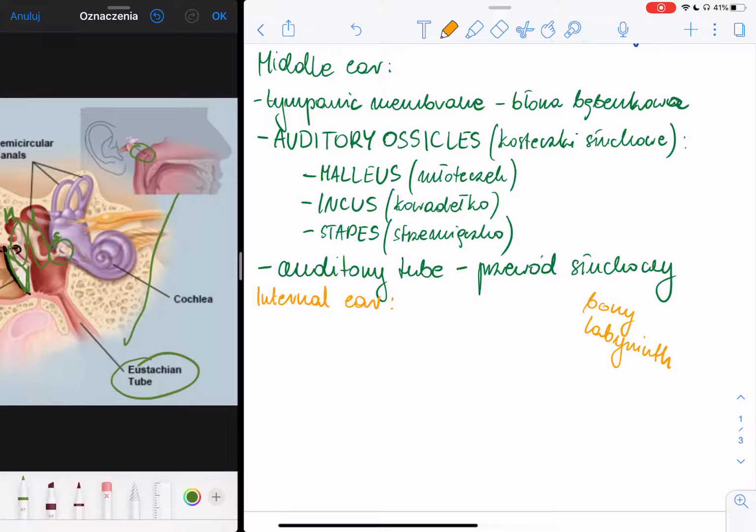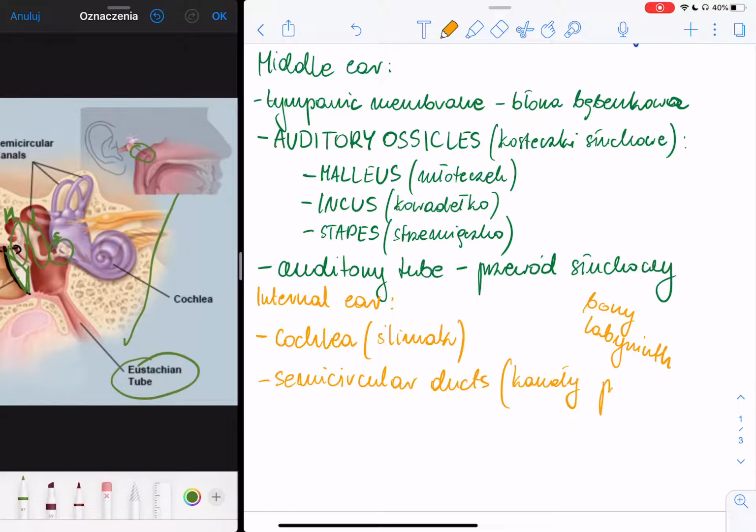czyli po polsku błędnik kostny. This part is the place where the physical wave of the air is translated into nervous impulses, then directly led to the brain. And in the internal ear, we have those parts. We have cochlea, po polsku ślimak, and we have semicircular ducts, czyli kanały półkoliste.